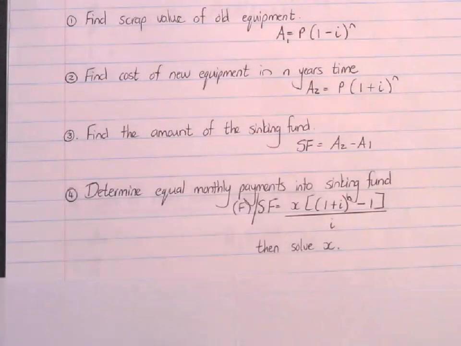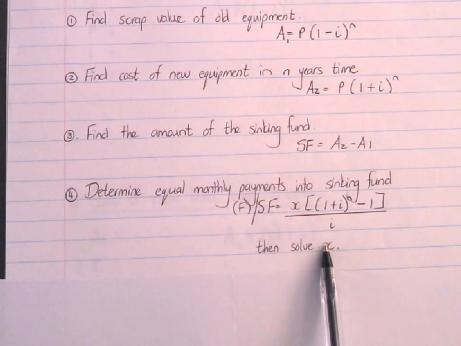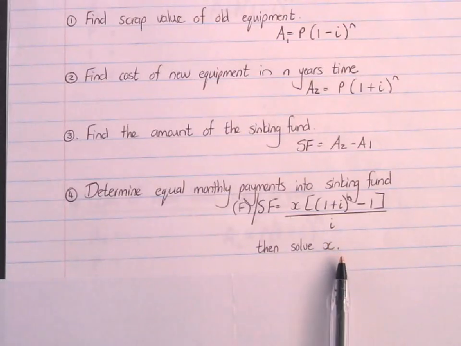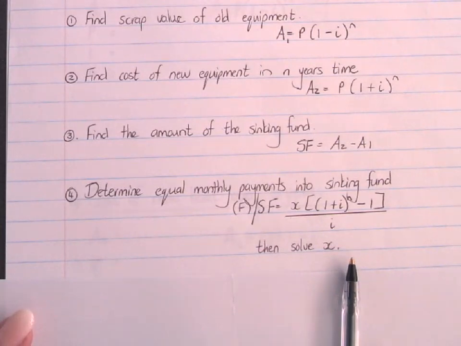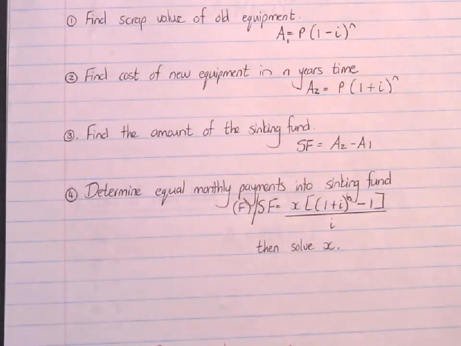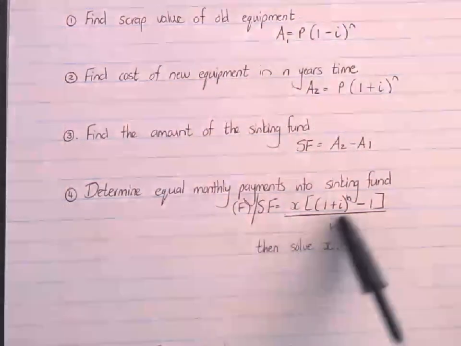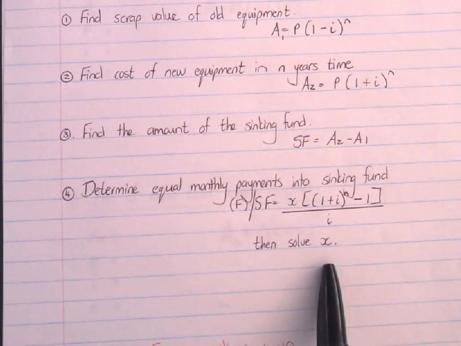And then for number 4, now that we have the value of the sinking fund, we need to calculate what will be the monthly or yearly or quarterly installments, X. So these are the 4 steps to calculate the sinking fund and the value of X, the monthly or yearly or quarterly installments.